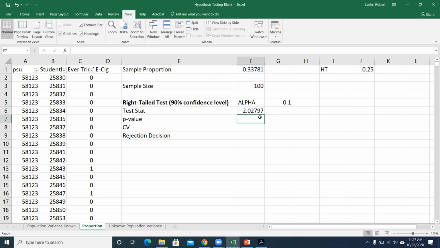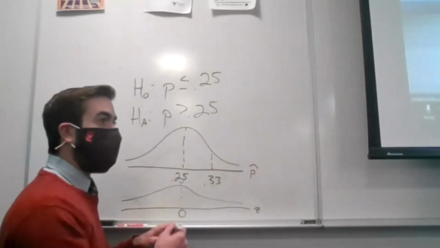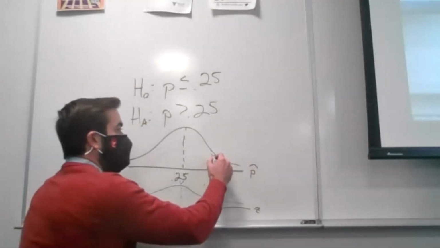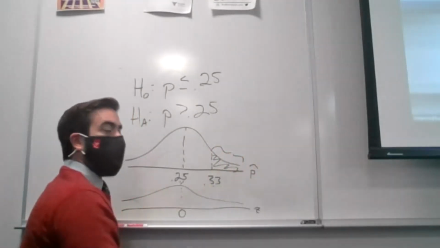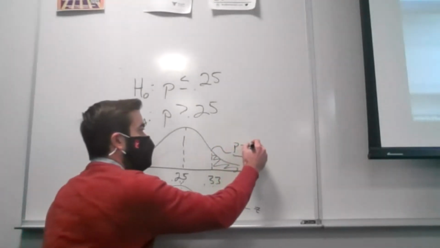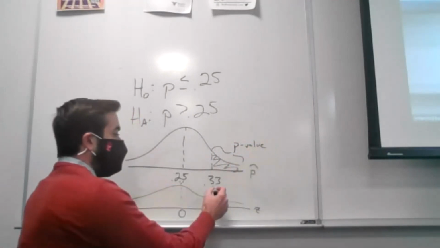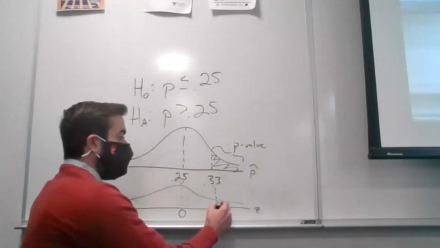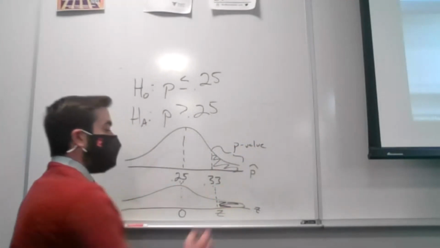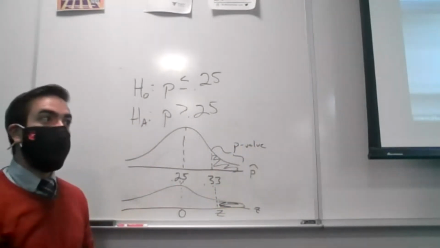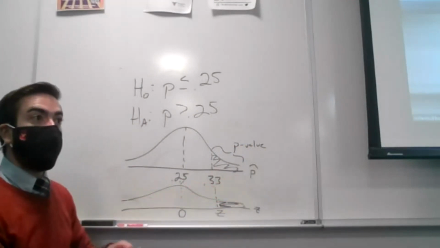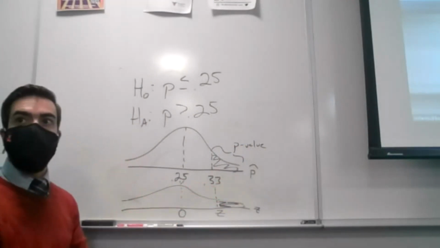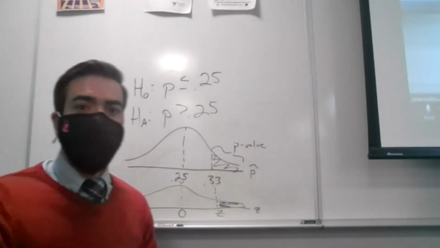So what if I want to find my p-value? Well, remember, our p-value for a right-tailed test is going to be the area to the right of that sample proportion that we found, or the sample statistic we found. Now, typically, we would turn this into a z-value, then look up that z-statistic in the table. The table tells me the area to the left, so I would have to subtract that from 1 to get the area to the right. Well, we can do that in Excel.